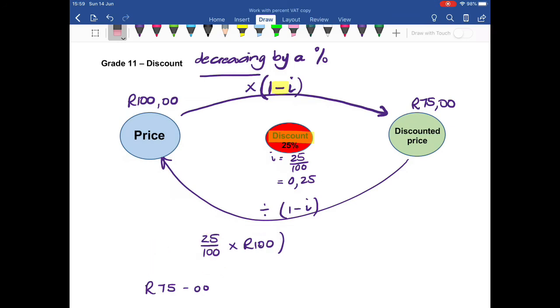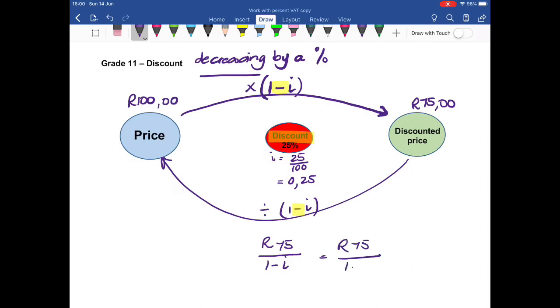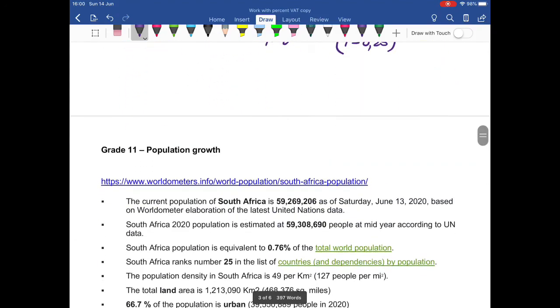To work in the opposite direction, or to get to the price before discounting, remember discount is a minus, which is why this is still minus. So I would take 75 Rand and divide it by 1 minus i, which would be 75 Rand divided by 1 minus 0.25. So that i is the interest rate as a decimal, and I would get back to 100 Rand.